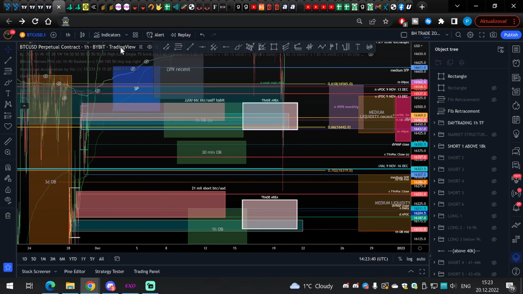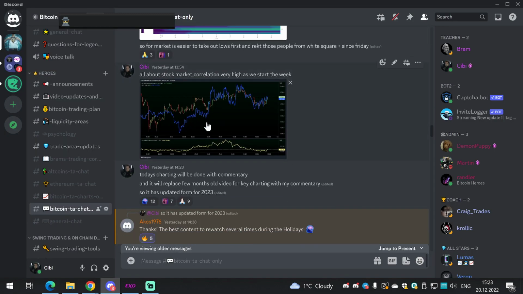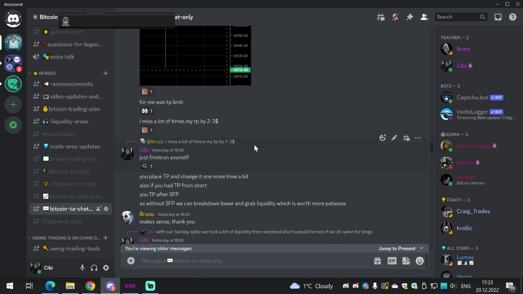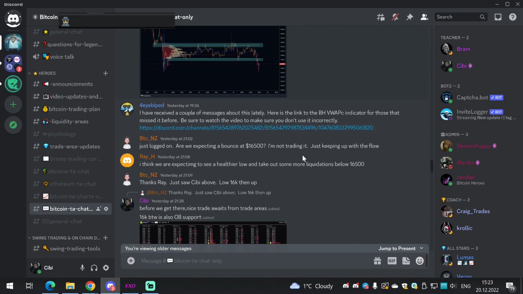Okay, let's zoom in further. So we know we had multiple levels. I will be discussing them a bit later. I just want to show you from an order flow point of view. And let me check my post so I don't forget anything. So this trade was done.